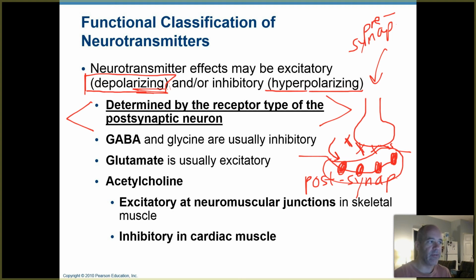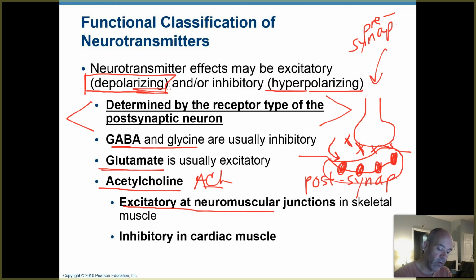All right, and just as some examples, the neurotransmitters GABA and glycine are pretty commonly used in the central nervous system, and they're usually inhibitory, so they usually trigger hyperpolarization. On the flip side, there's a neurotransmitter glutamate, which is also an amino acid, and it's usually excitatory. Acetylcholine, which we learned about back in Unit 4, is excitatory at neuromuscular junctions. So in that case, your skeletal muscle fiber is the postsynaptic cell, and of course that is trying to trigger a muscle fiber to contract.